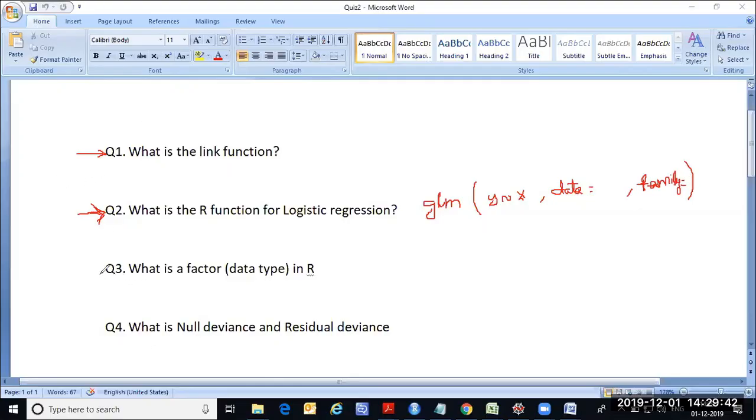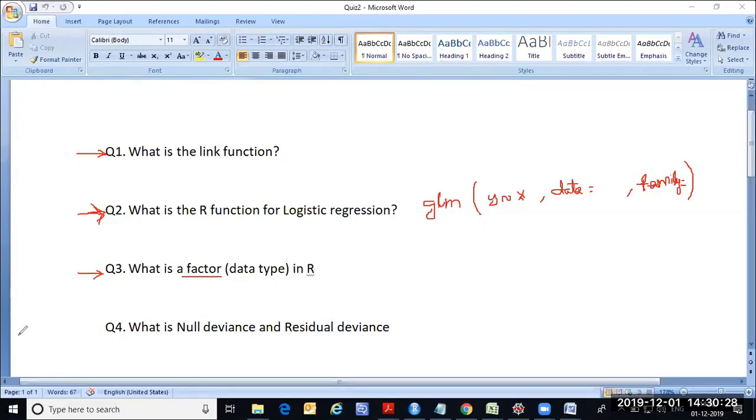So what is a factor in R? Is it a data type? Levels are nothing but the classes. All the categorical variables or the discrete variables have to be recorded as the factor data type in R. That's the data type designated for reading the categorical data.